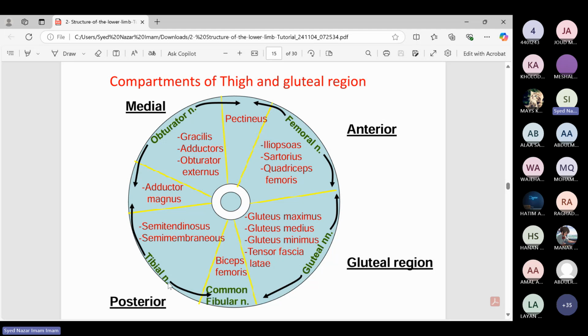So what muscles do we have in the posterior compartment of the thigh? We have semitendinosus, semimembranosus, and biceps femoris. Just above this, we have the gluteal region. And in the gluteal region, we have the gluteus maximus, medius, minimus, and tensor fasciae latae.